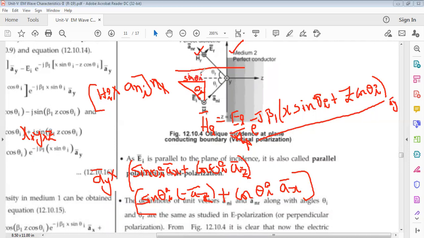Opposite side is sine theta i, and adjacent side is cos theta i. So this upward direction is positive x, and the backward direction is negative z. Cos theta i into a_x bar, sine theta into minus a_z. This is the positive z direction, and towards this direction is the negative z direction.